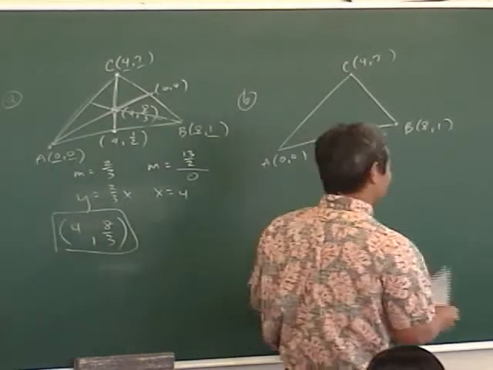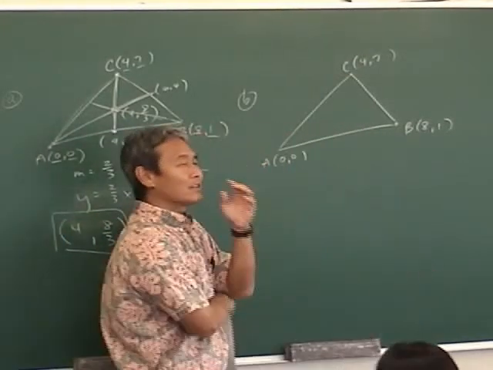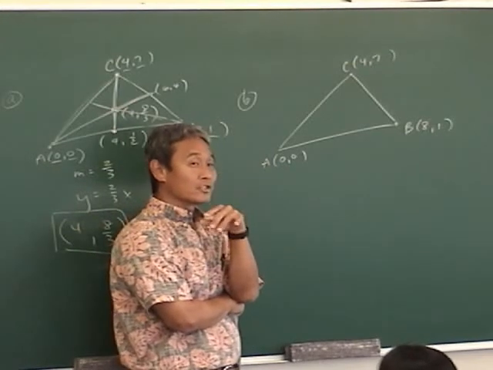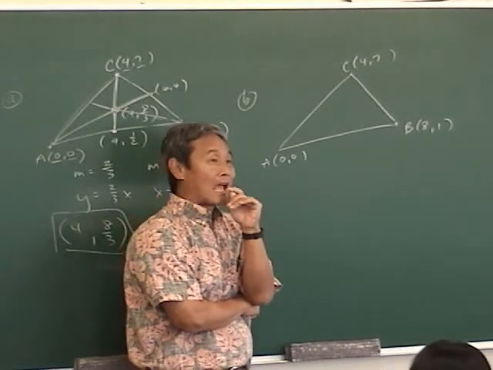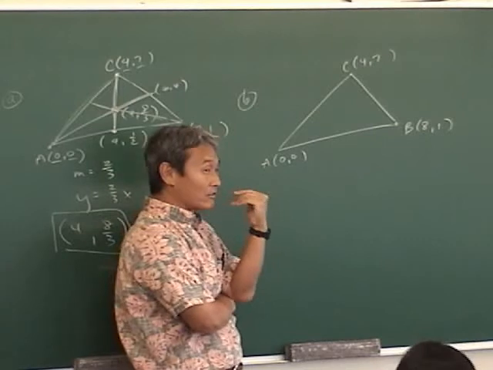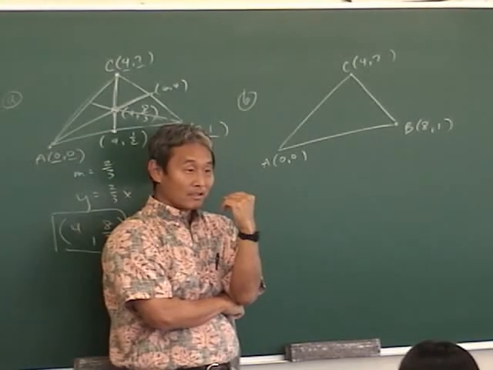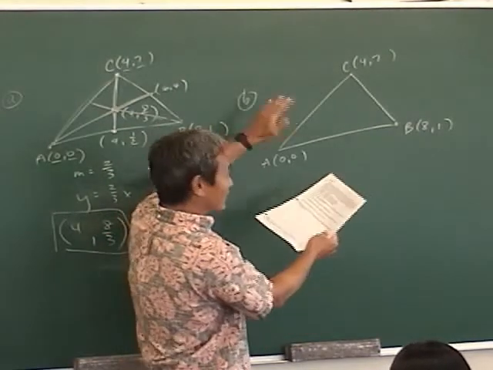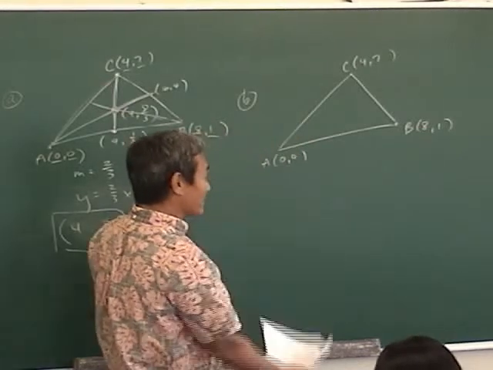Okay, next one. Okay, what are we doing? Orthocenter. What the heck is the orthocenter? It's the intersection of the altitudes. Now, didn't I show you how to write the equation of an altitude last time? So all you have to do is write the equation of 2 of the 3 altitudes and find where they intersect.